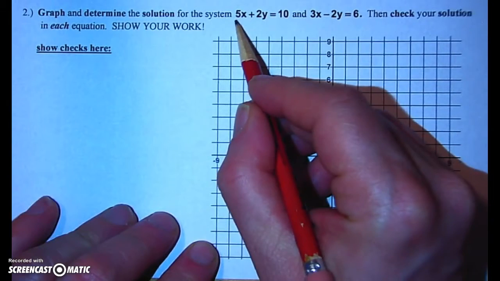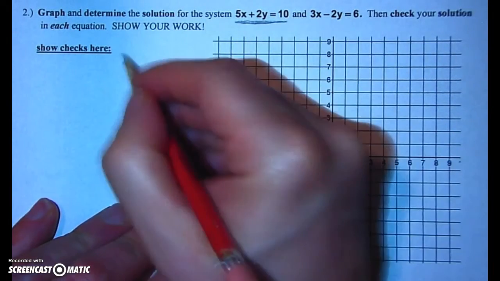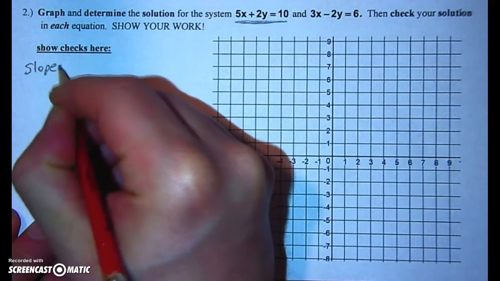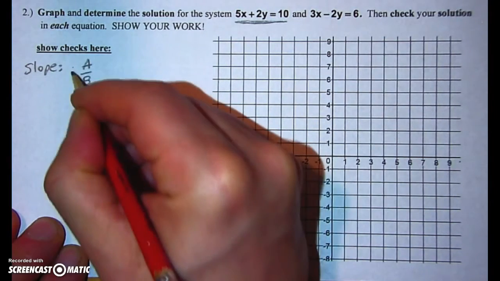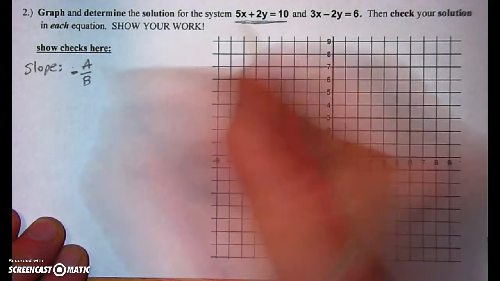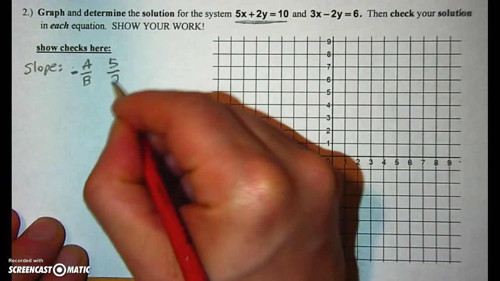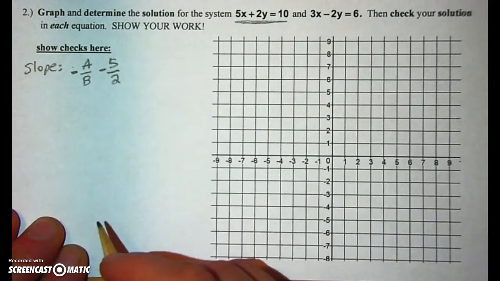So we know both of these equations are in standard form. In standard form, to find our slope is always a over b with a negative in front of it. Our a in this case is 5. Our b is 2, and we put a negative in front of it, so our slope is negative 5 over 2.